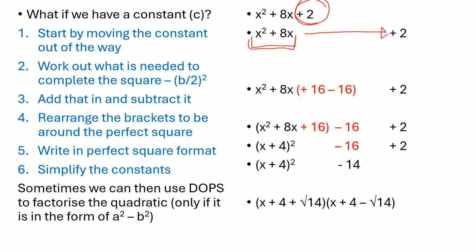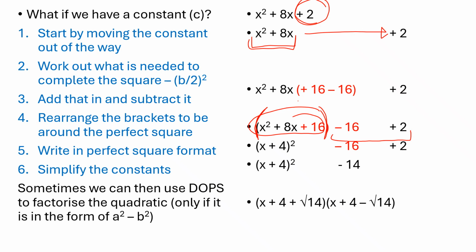It's going to be x squared plus 8x. We'll have to add 16 and then subtract 16. Now let's put our brackets in here to rearrange it, so it's very obvious which part is going to form our perfect square here. This will be our x plus 4 all squared. The constants are left over here. We've got minus 16 and plus 2. So that goes to minus 14.